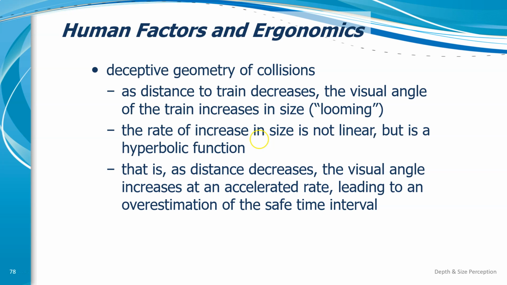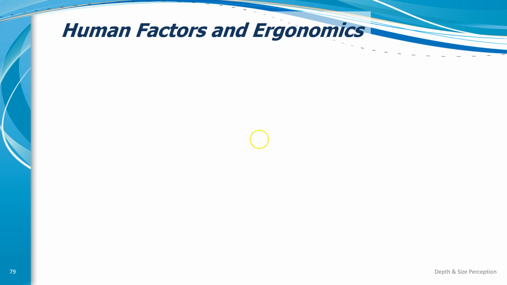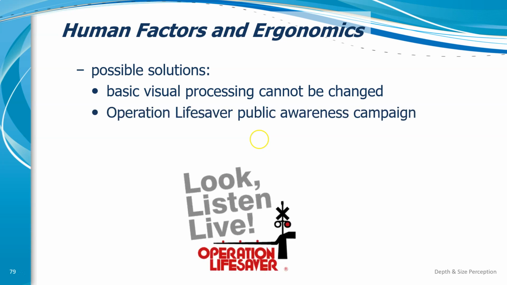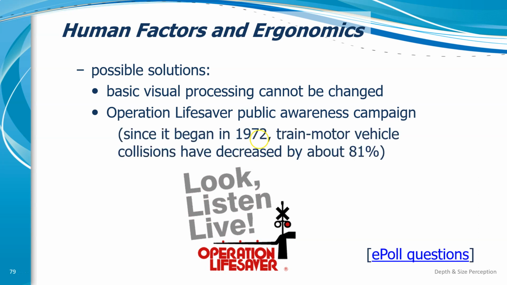So we could just go, oh well, people are going to misperceive, and some people are going to be injured and some are going to die. No, there are things that we still can do. This is where the human factors comes in. Now we realize that we can't change our basic visual processing, but at the very least, what we can try to do is make people aware of things. Operation Lifesaver is a public awareness campaign which is telling people about these kinds of illusions, if not necessarily explaining them in detail, but basically telling people to be safe when it comes to these railroad crossings. This first began in 1972, and since then, train and vehicle collisions have decreased by an astounding 81%. Might not have been the only thing at work, but it's probably contributing at least somewhat.